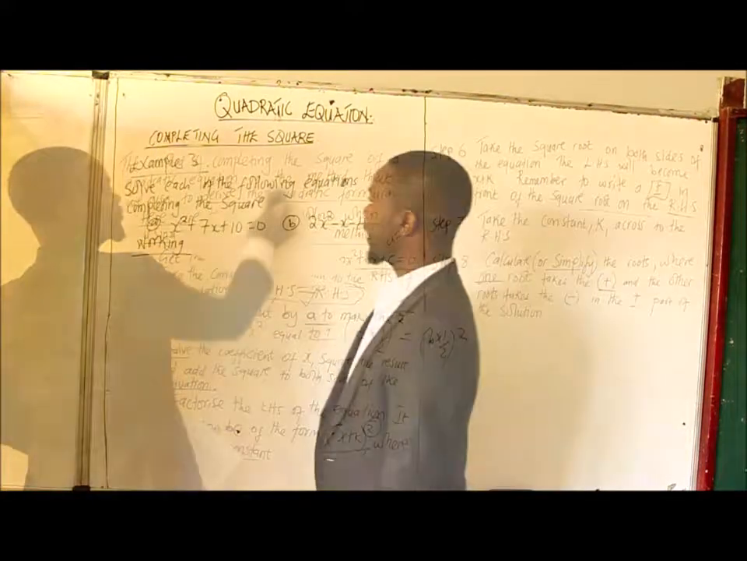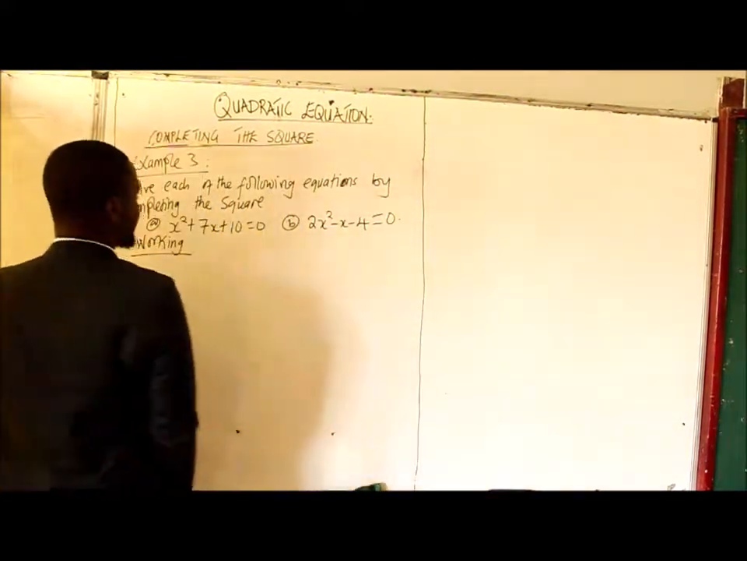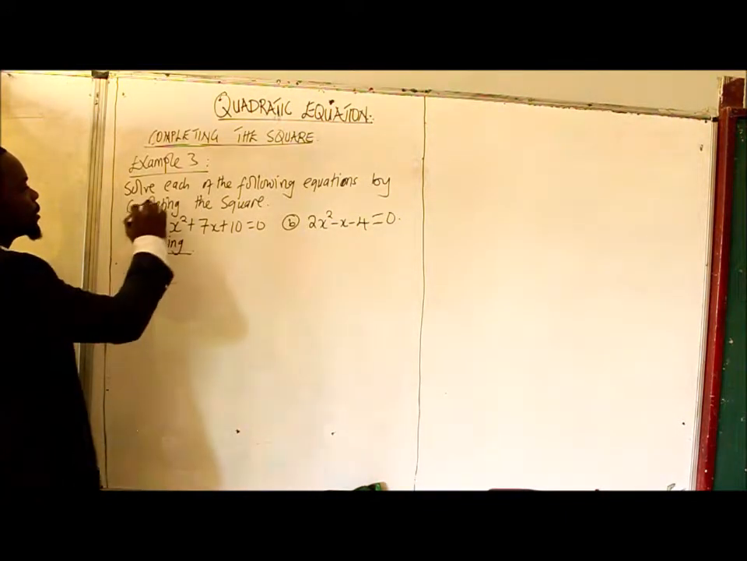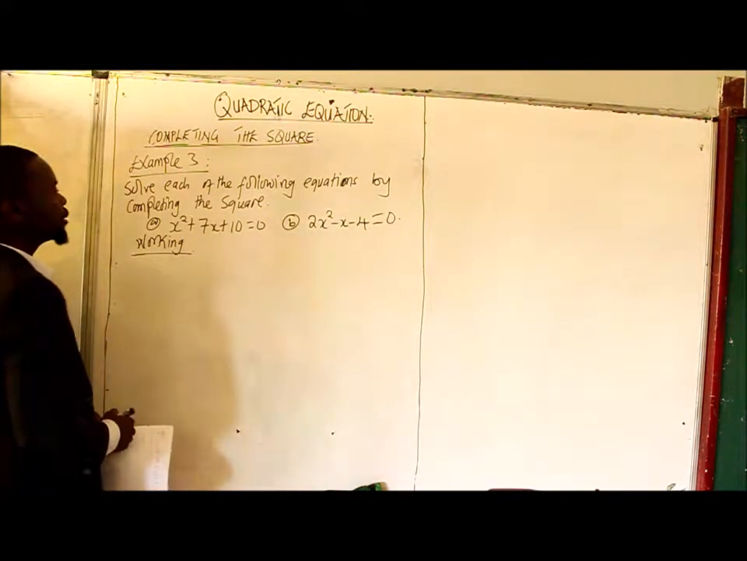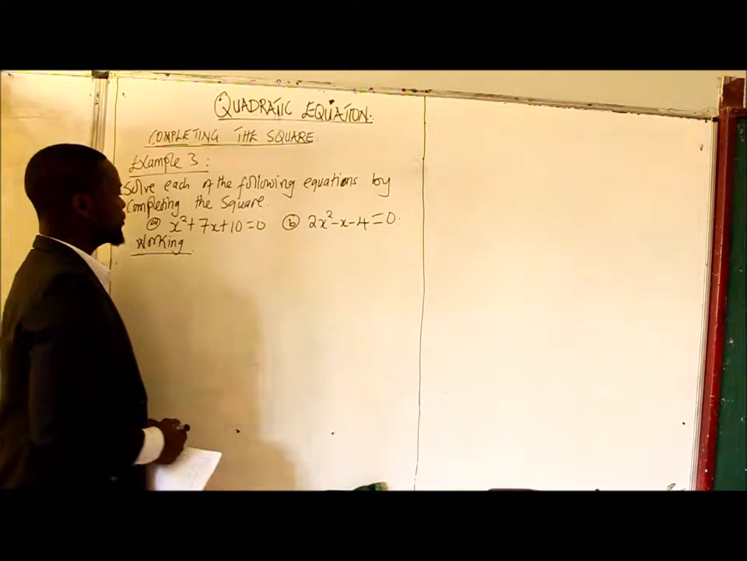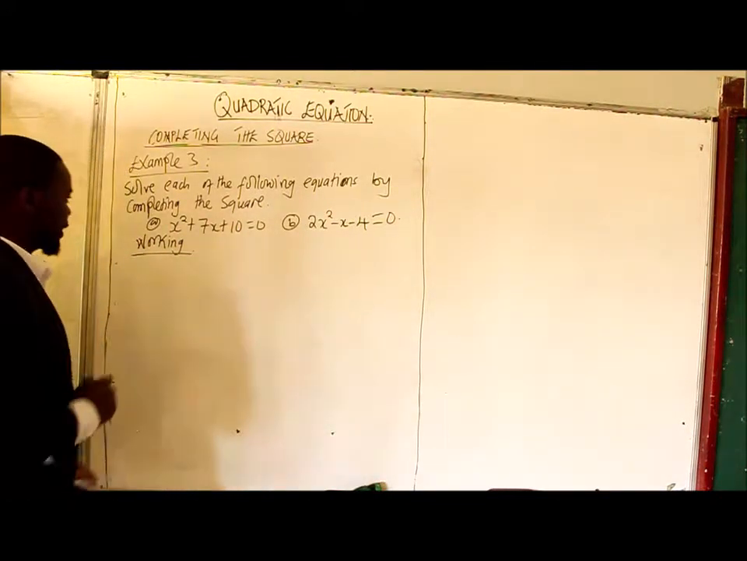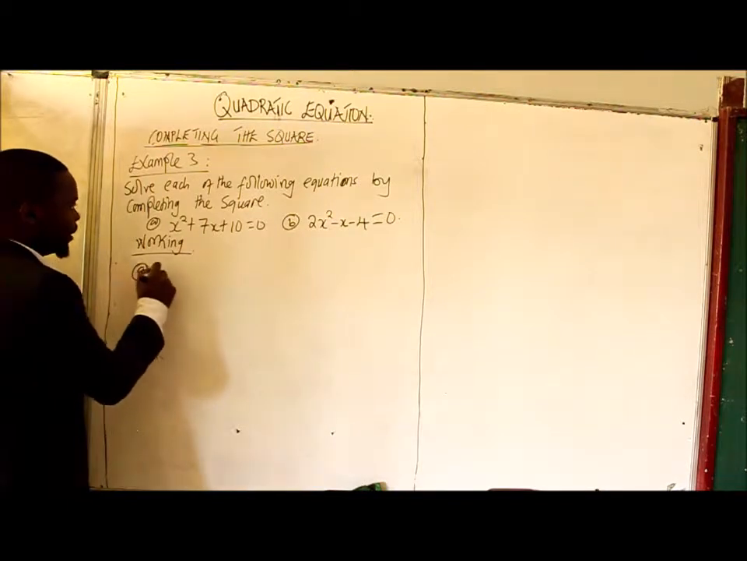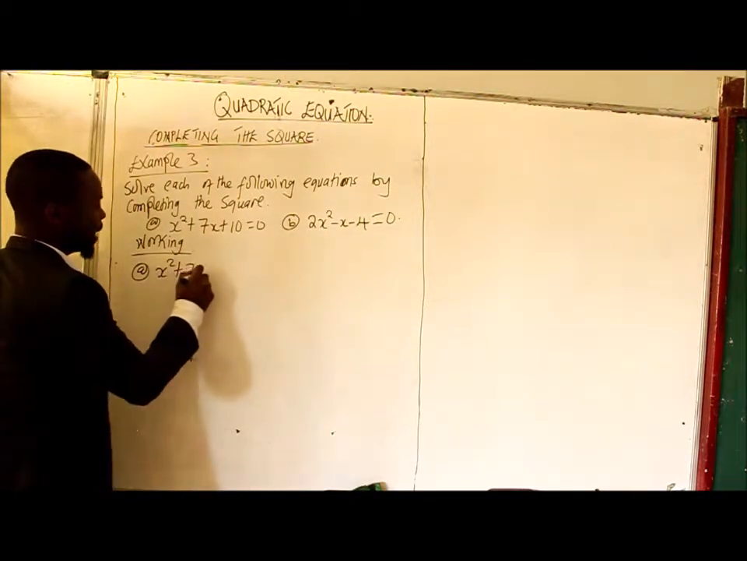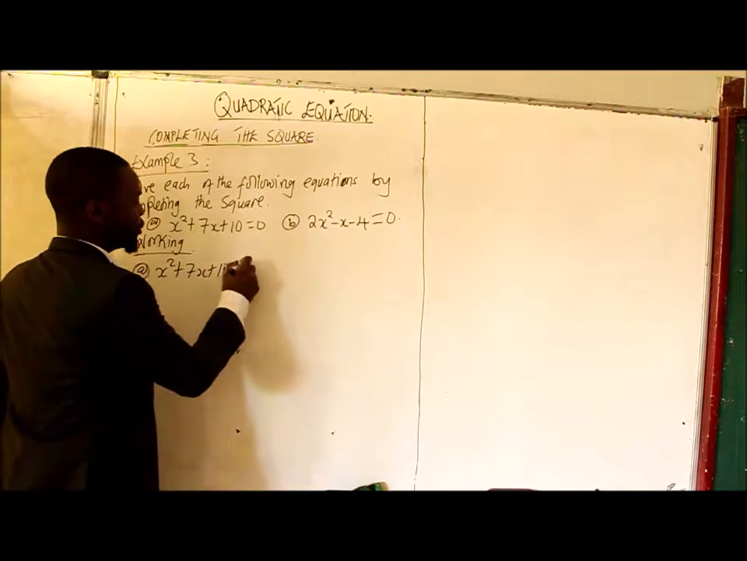So we have got example 3. Example 3 is saying, solve each of the following equations by completing the square. Solve the following by completing the square. We have got only two questions, A and B. Right. So A, we have got x squared plus 7x plus 10 is equal to 0.